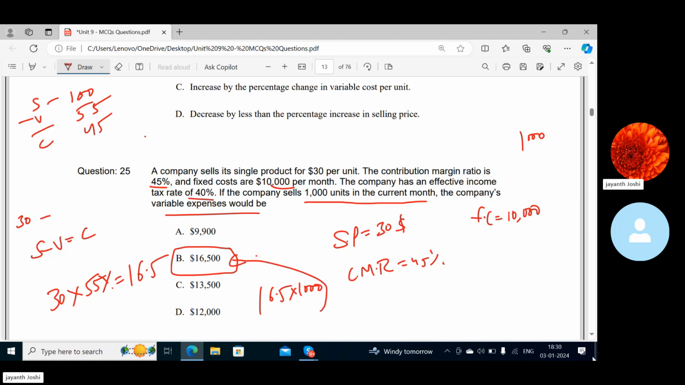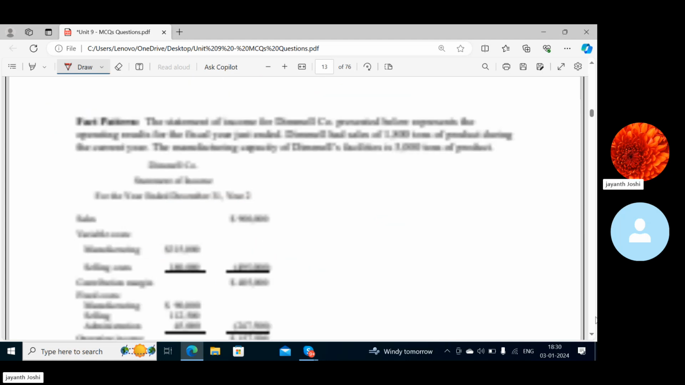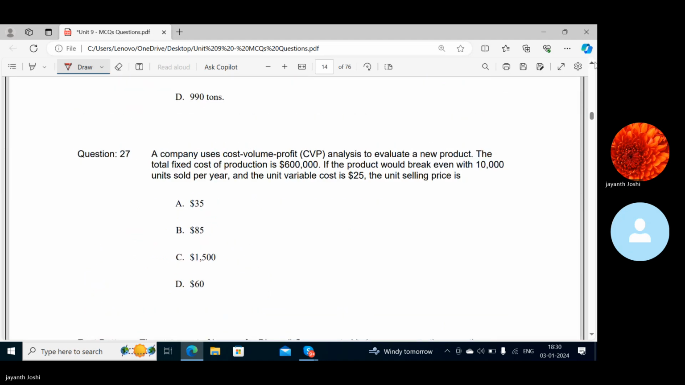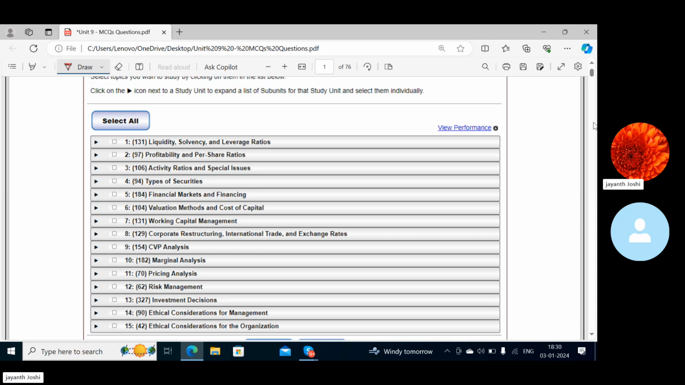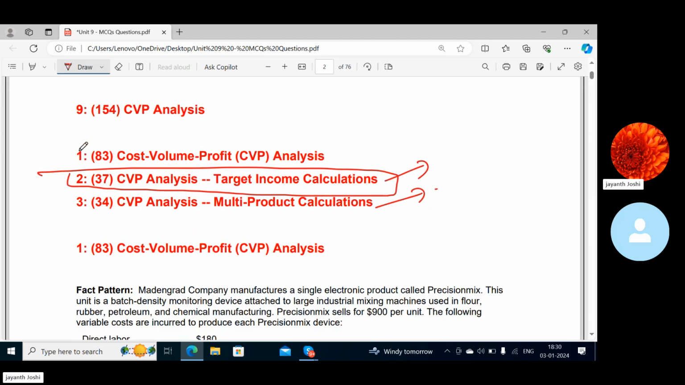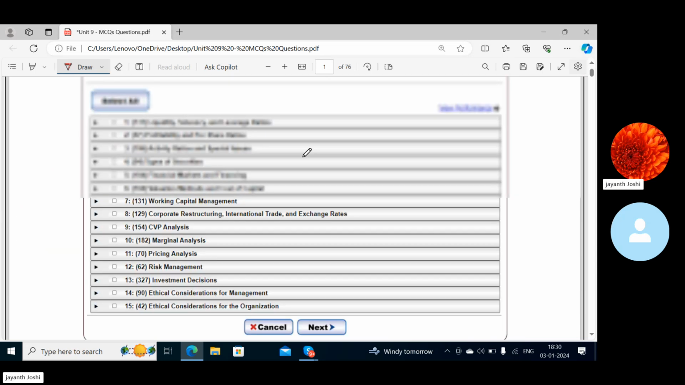So, what do you say? Will you try the rest of the questions, or shall we do them in the next class? I'll try. If I have any doubts, I'll text you. Do you think it's doable? It's just substituting in the formula. Then what we can target in the next class is target income calculations, or else multi-product calculation. We can target 50% of this. That means whatever we are doing this weekend, we have to conclude at any cost.